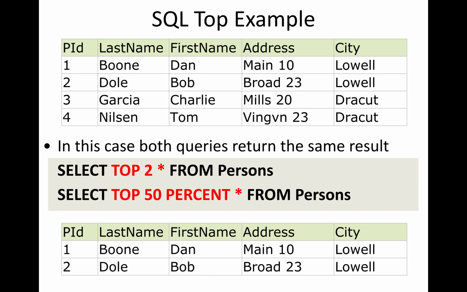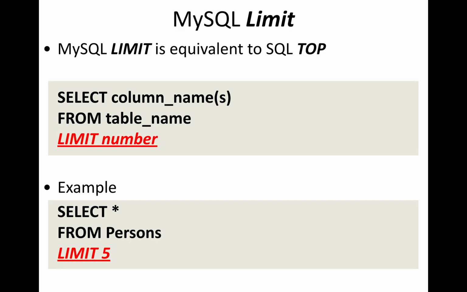Here, for instance, we can say select the top 2 records from the persons table, or if it's exactly 4 records, 50% is also 2 records. Now, different vendors use different syntax. For MySQL, we typically use the limit operator.